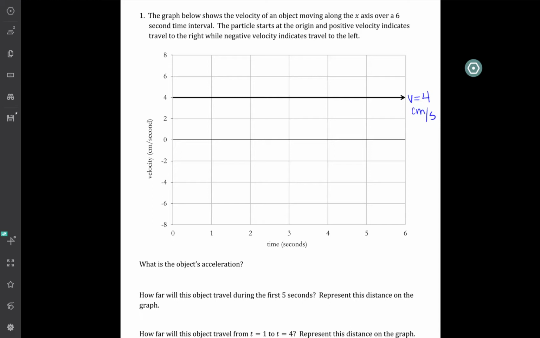First, it looks like I have a little bit more in the way of Calc 1 questions for you to remind you of some things. What is the object's acceleration? Just like in the first example, position was the function we were starting with. To get velocity, we looked at slope because velocity is the derivative of position. Now we're looking at velocity and we want to get acceleration. Acceleration is the derivative of velocity. So again, we're looking at slope. So the acceleration, the slope of this, is 0. And that should be in centimeters per second squared.